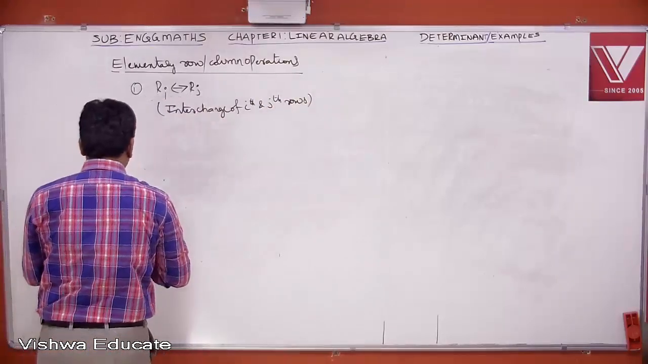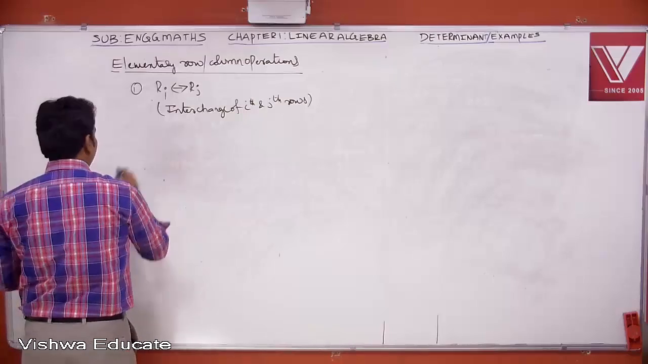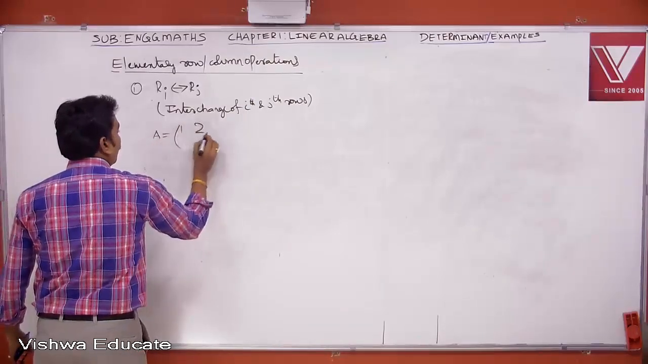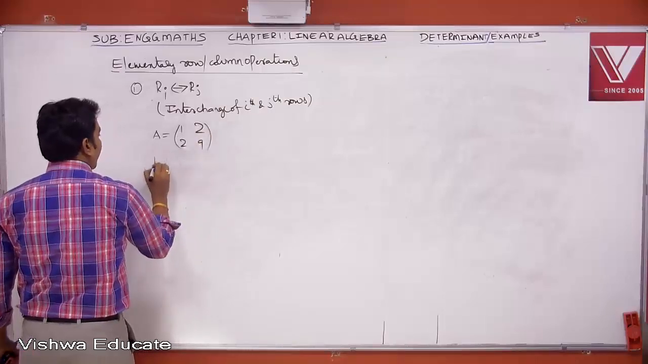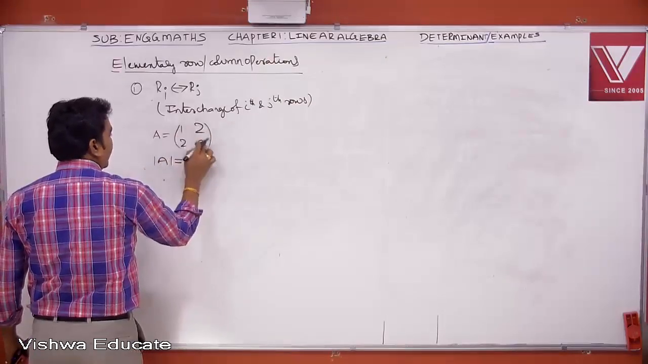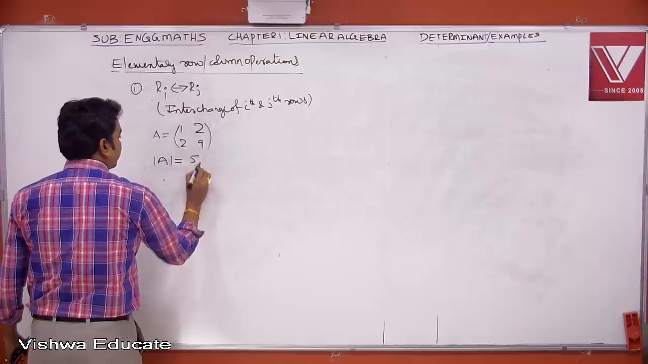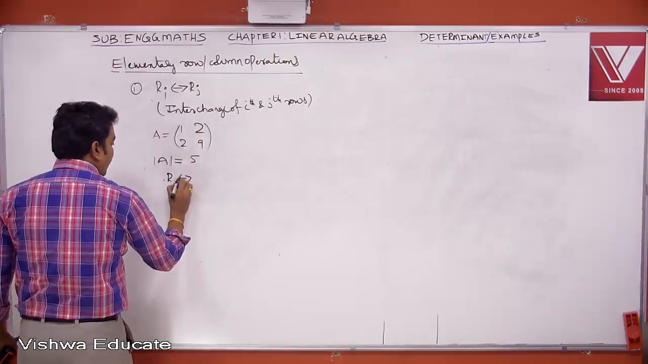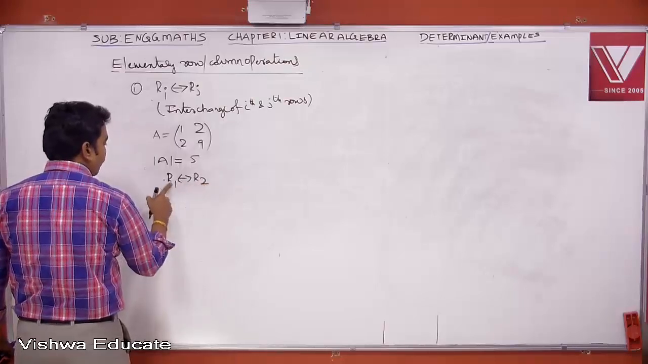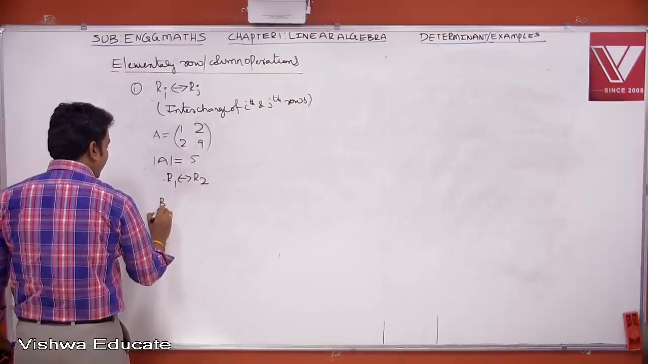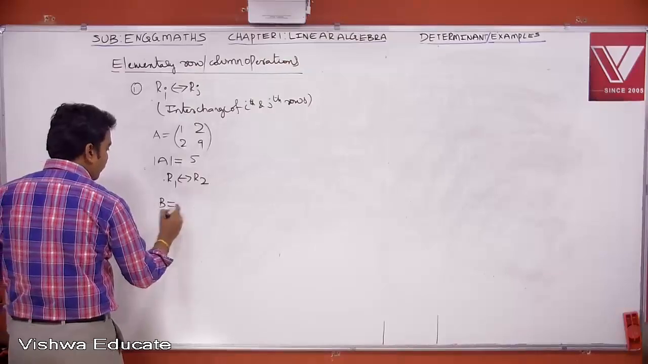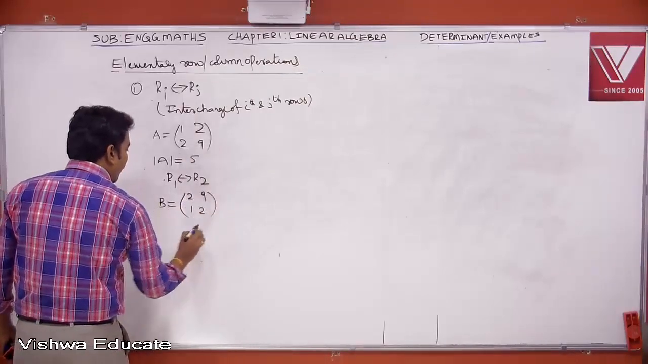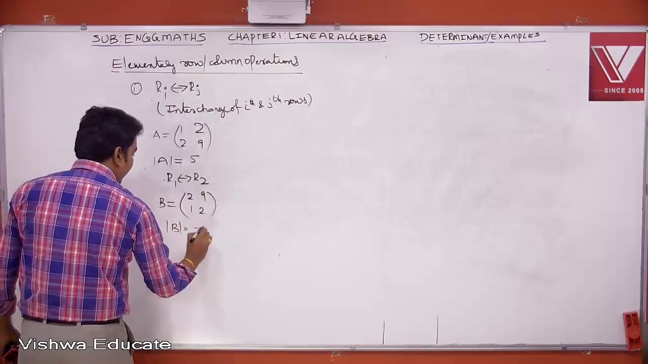Let us start with a simple 2 by 2 example. A equals, for example, [1, 2; 2, 9]. Now the determinant of this matrix is 1 into 9 minus 2 into 2. This is 5. Here I have two rows, so there is no other chance to exchange. Exchange the first row with the second row. Then as a result, I will get another matrix. Let it be B. Now this becomes [2, 9; 1, 2]. Therefore the determinant of this matrix is minus 5.